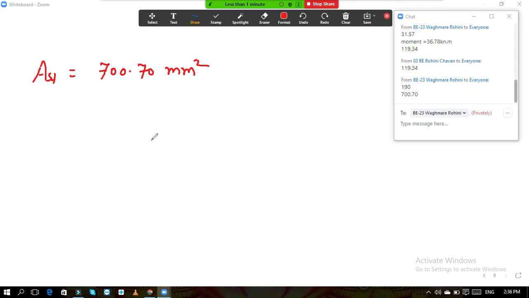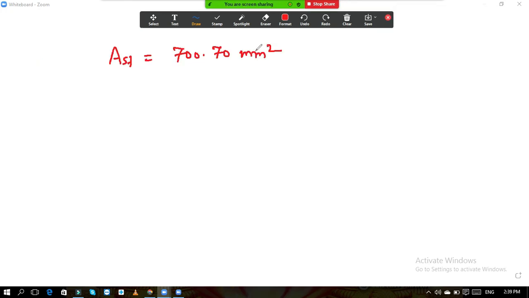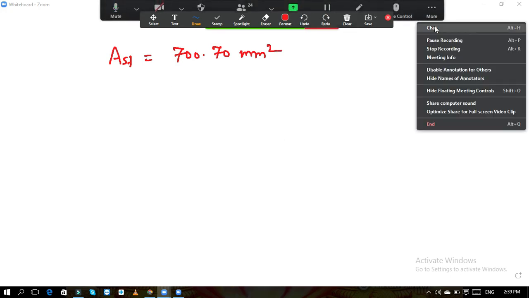Calculate the number of bars. Now see, if we assume 10 mm bar diameter, then I am thinking that the number of bars are too much for 4 meter width. So instead of going for 10 mm bar diameter, take 16 mm bar diameter and see how many bars are required.